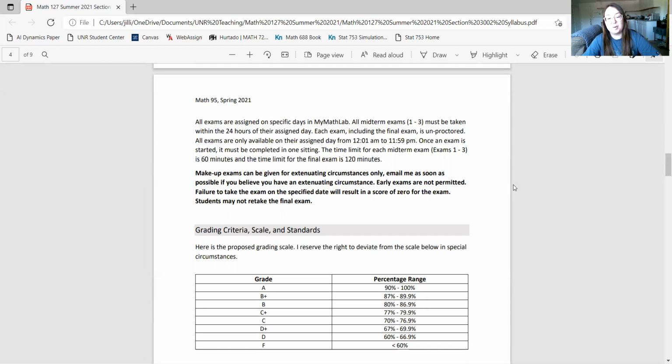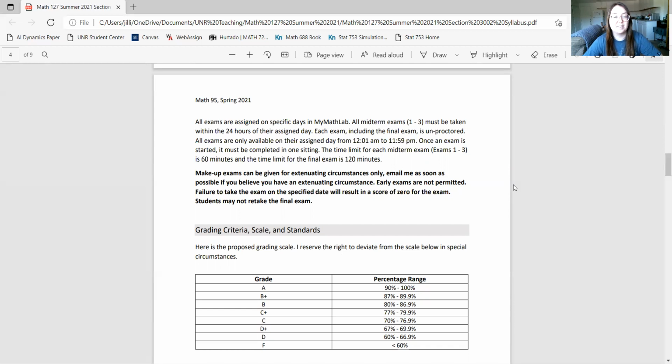Early exams are not permitted. You can't take the exam any earlier than the day it's stated. Failure to take the exam on a specified day will result in a score of 0. So I'll enter in a 0 if you don't go ahead and take the exam. If you end up being able to make it up, then your score will replace that 0. But as long as you don't do it, the 0 will stay.